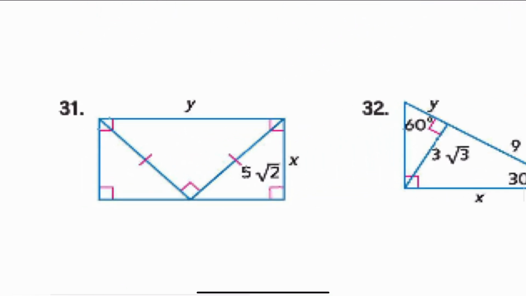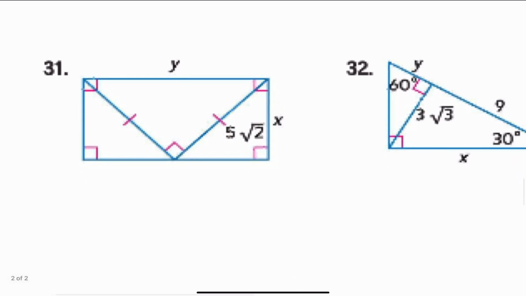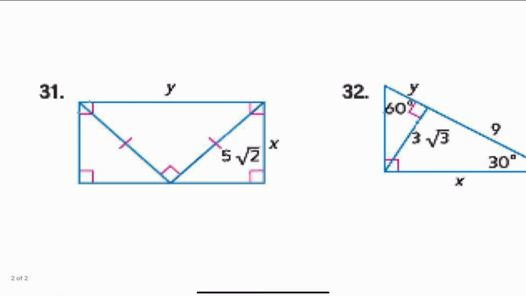Just to clarify where this 5 root 2 is, this 5 root 2 is talking about this side here. If you were thinking it was on this side, then the 5 root 2 should be written outside of this figure, right? So just like this X. This X is this side, and this 5 root 2 is this side, okay?